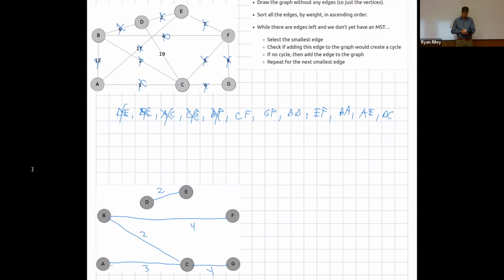If I add CF, what that does is now I've created what's called a cycle. A cycle means that there's a path, C, that goes out and back to itself without ever going over the same edge twice.